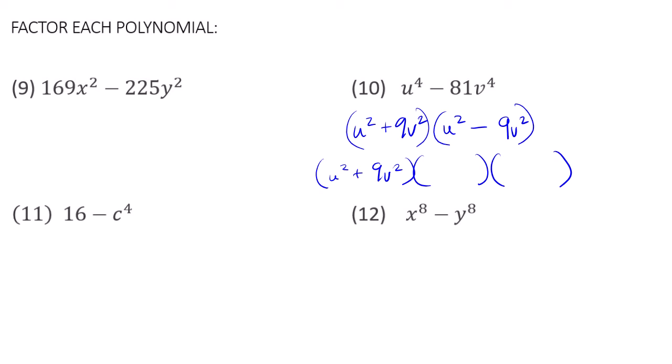Okay, so I'm going to take the square root of u squared, which is u, so I'm going to put that here and here. The square root of 9v squared is 3v, so I'm going to put that here and here. Then a plus and a minus. And now we factored it completely.